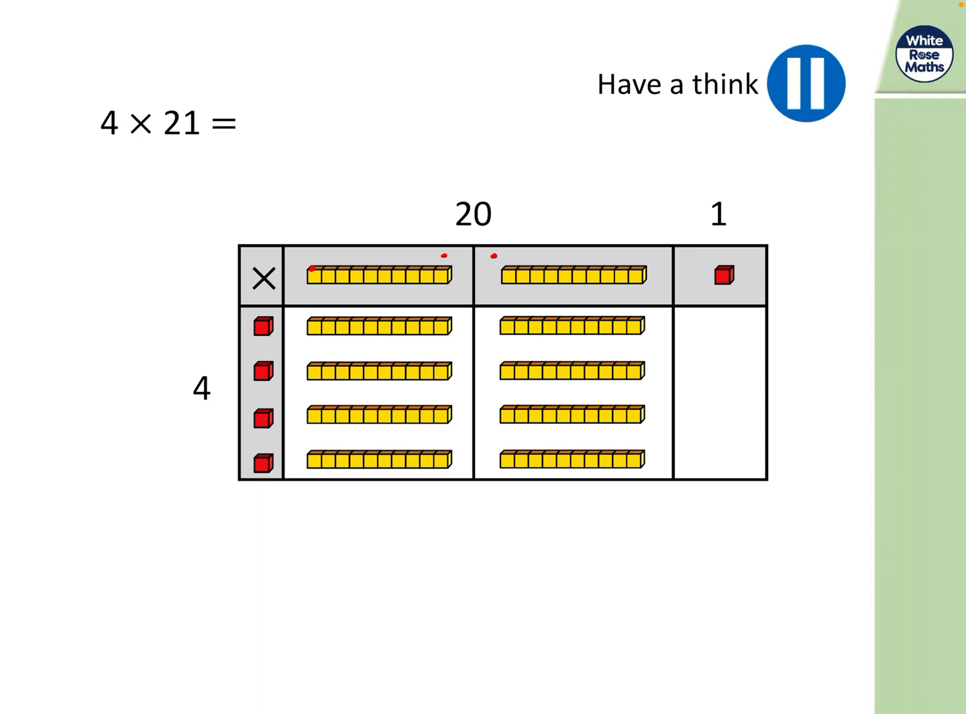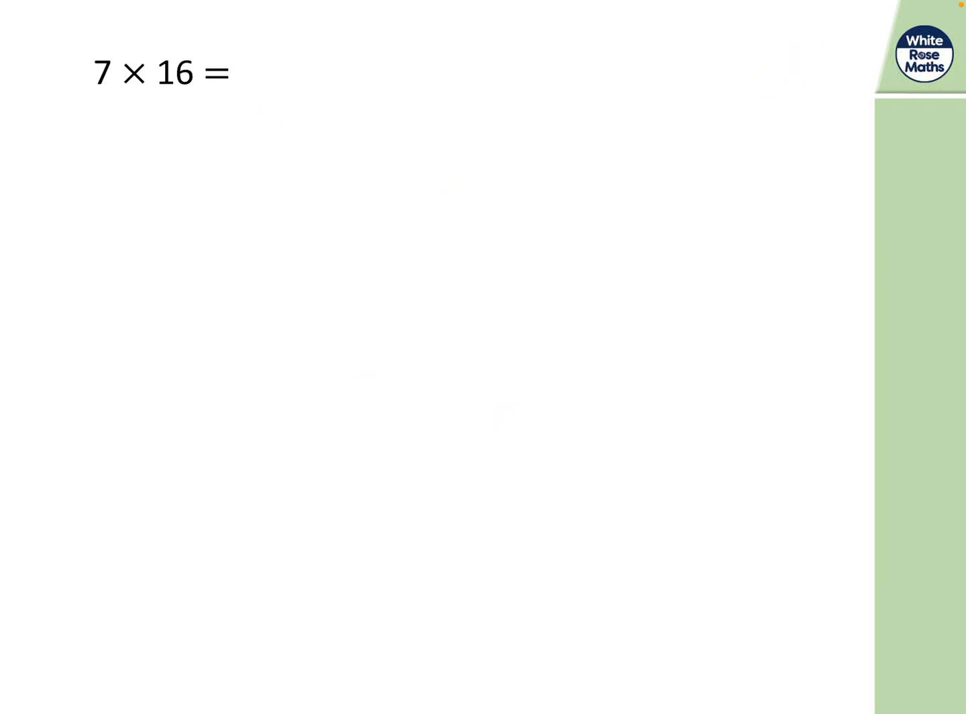Okay, so we've got our stick of 10, we've got 4 sticks of 10, and we've got another 4 sticks of 10. And we know the 10 and the 10 makes the 20. So we know 4 multiplied by 20 is, of course, 80. And we've got our 1 times 4, and we've got our 4 ones. Well done if you got 84.